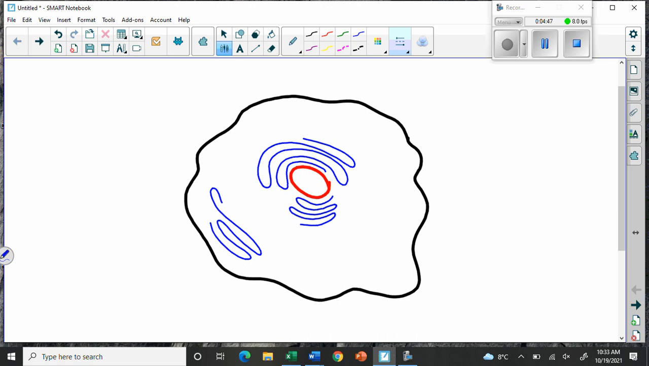Now, also floating around in here, let's take some purple, and let's draw some little sausagey shapes like this. Actually, let me do that with a thinner pen.